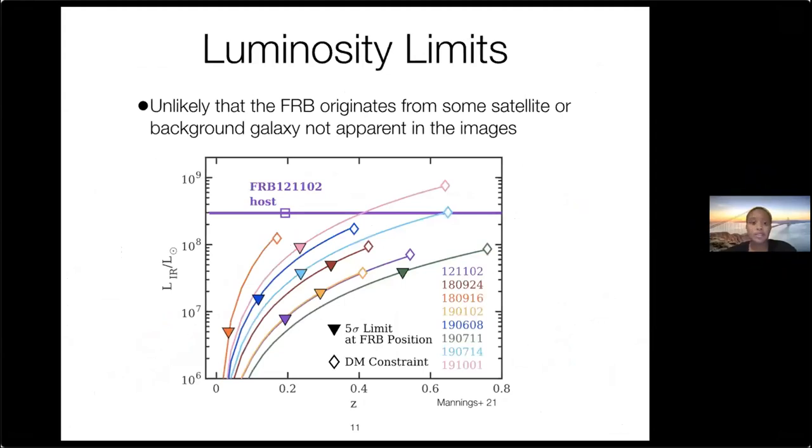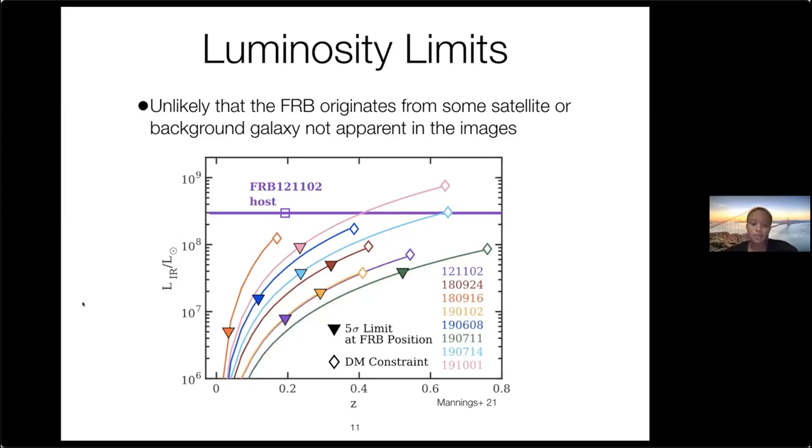And then finally, we place luminosity limits on two different things. The first is whether or not there is some satellite galaxy at the same redshift as the putative host that we've associated this FRB to. And those limits you can see as the upside down triangles. And we use the luminosity of FRB 12-1102 as a reference point because we don't really expect these FRBs to be originating from anything fainter than that host of 12-1102. And then based off of the dispersion measure of the FRBs, we're able to extrapolate out towards higher redshifts of a possible background galaxy or something that's not apparent in the image. And we're able to place a luminosity limit on a possible host at a higher redshift. And again, this is shown as the diamonds.